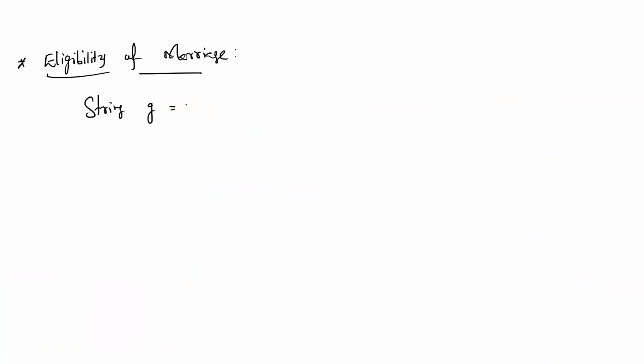What is that? So here, eligibility of a marriage. Same thing I'm writing once again. Can we write this with the help of the nested conditions or not? So what do we have to check? Two conditions, no? Gender and age. So first one string gender equals some string value, then followed by int age equals some integer value.